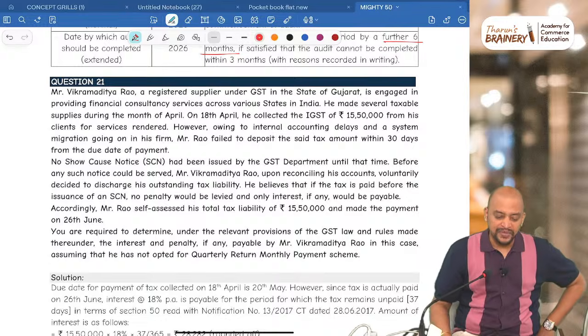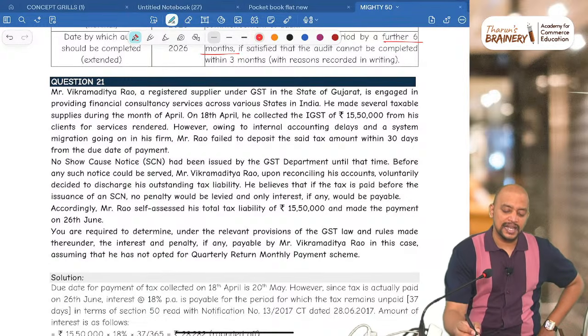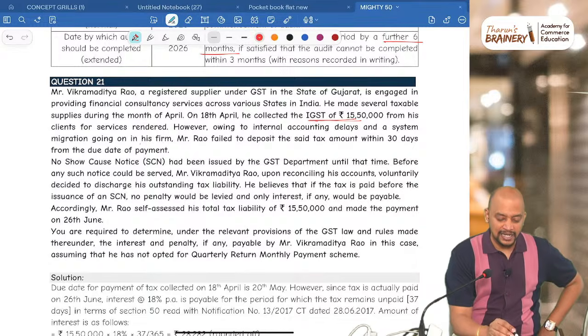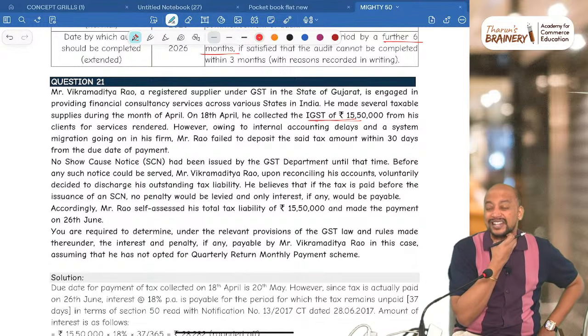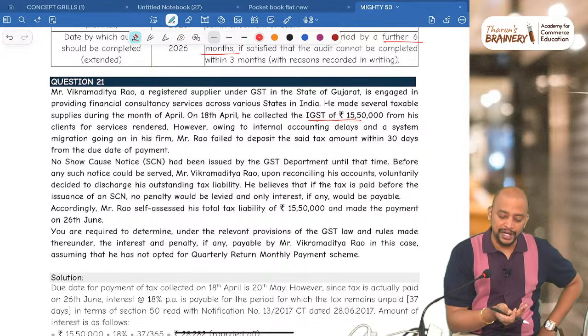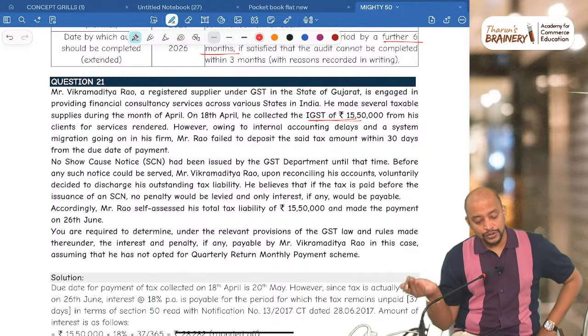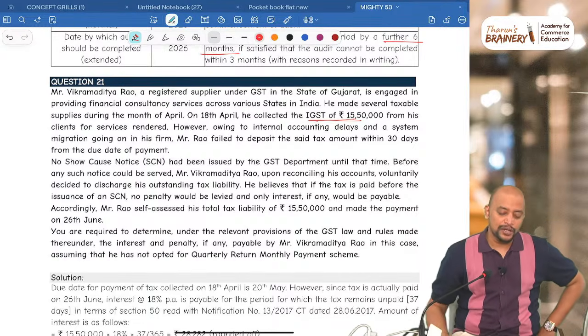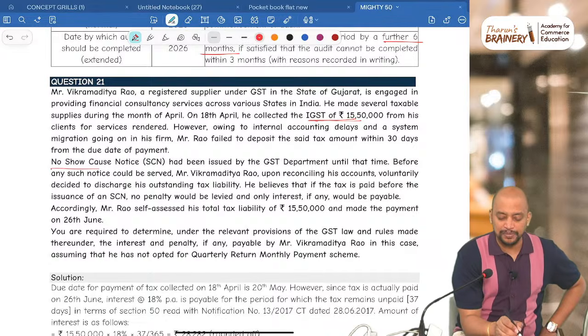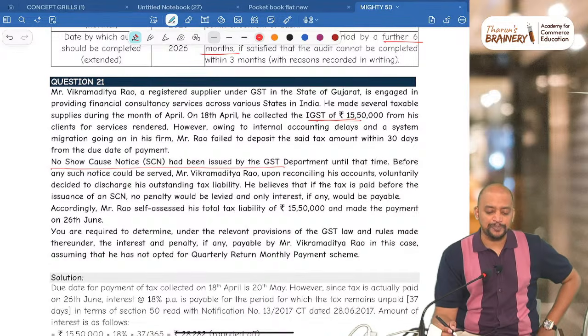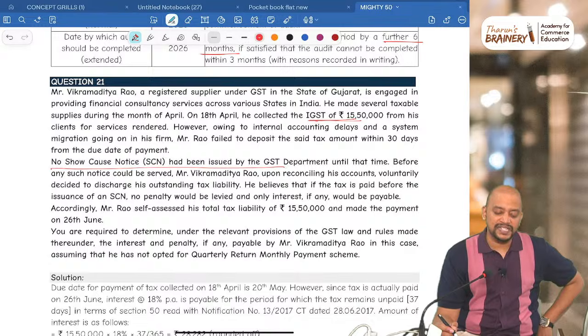So basically, he is engaged in consultancy services. He has made several taxable supplies. He collected IGST from his clients and he did not deposit within 30 days from the due date. For April, he needs to deposit by 20th of May, so 20th of May is the due date. Thereafter also, within 30 days he did not pay. No show cause notice has been issued by the GST department until that point of time. Basically it is called self-assessed tax, because he reported it but he did not pay.